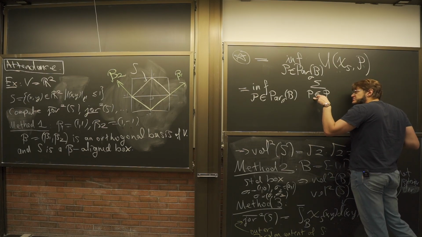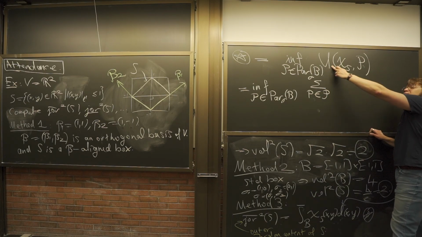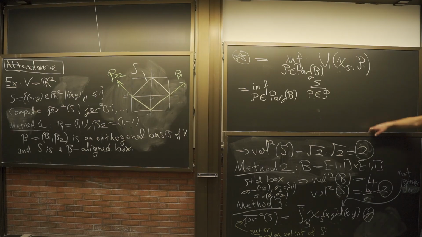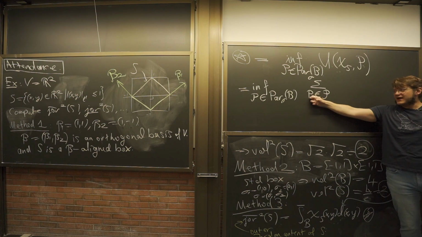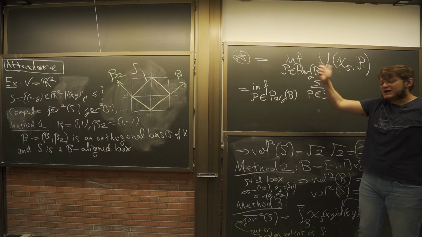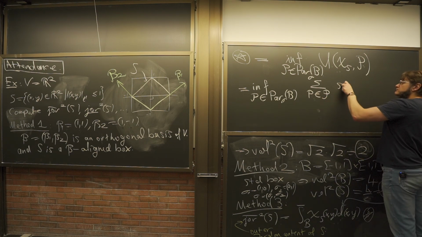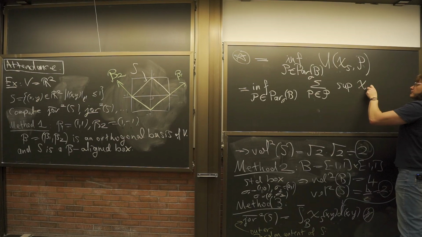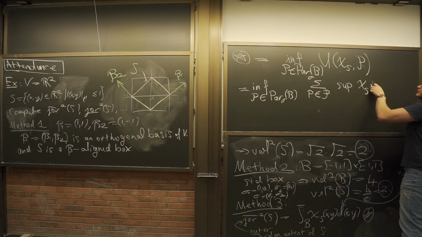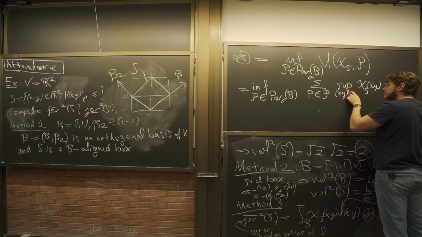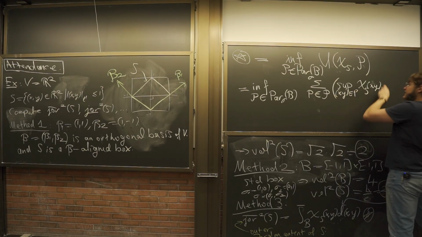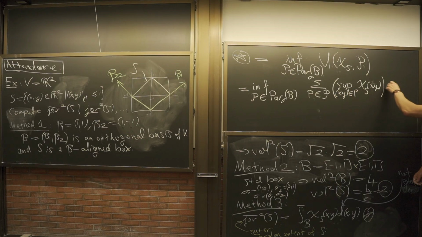For the height information, by definition, because I'm using upper sums, I'm going to look at chi sub s. This is a function. I'm going to restrict it to this specific partition cell or pixel P. I'm going to look at its sup. So this is my height times the volume of this pixel.